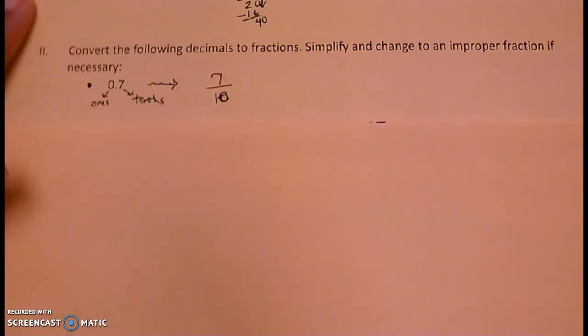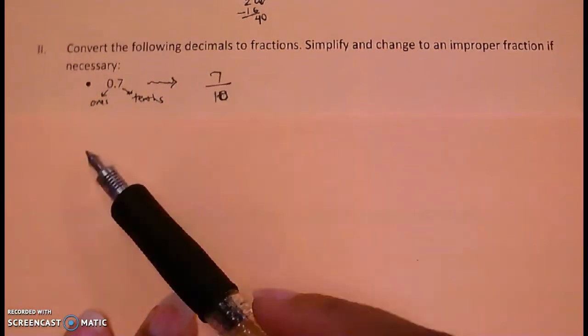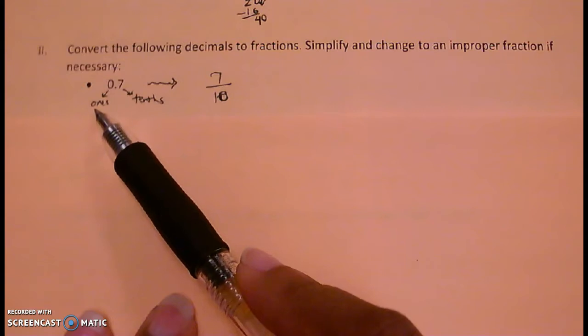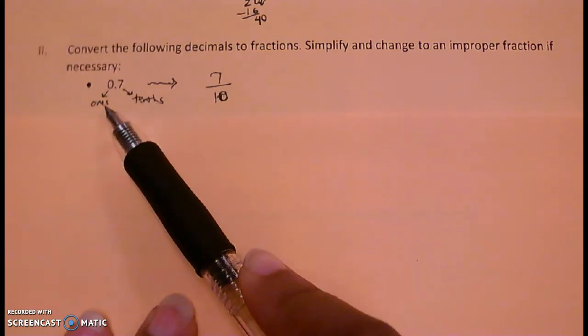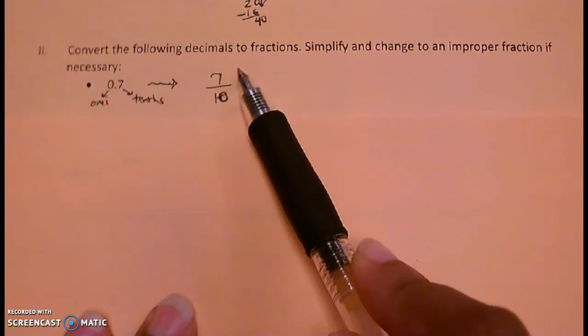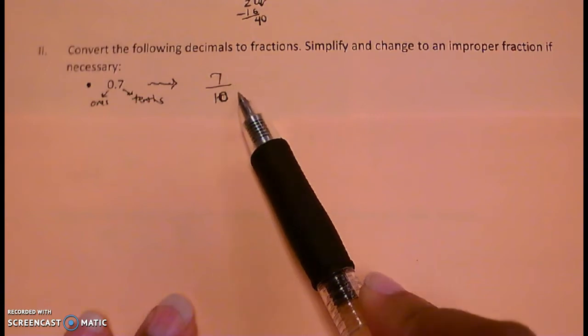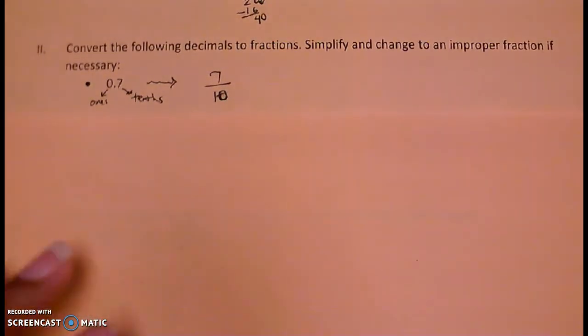I asked you to convert 0.7 to a fraction. If I know that there's nothing in my ones place, but there's a 7 in my tenths place, then I know that 0.7 is the same thing as 7/10. 7 over 10 cannot be simplified any further, so we'll just leave it as that. That's going to be our final answer.